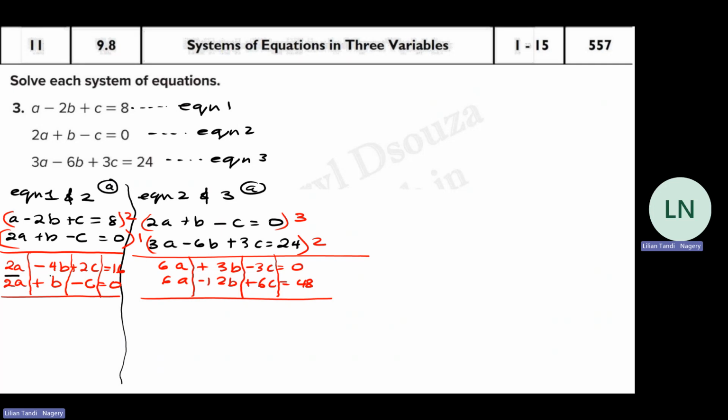I will subtract because I want to make my A 0. So that means all houses must be subtracted. Same thing here, I will subtract. My coefficients are the same, so I will subtract. And if I subtract in one house, I must subtract in all the houses. So this is negative 5B, this is positive 3C, this is 16, this is 15B, and this is negative 9C, negative 48.